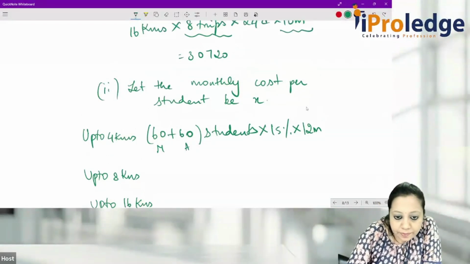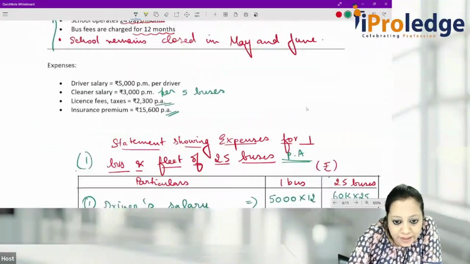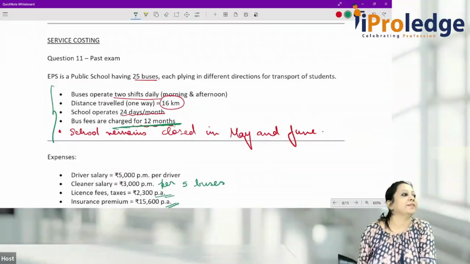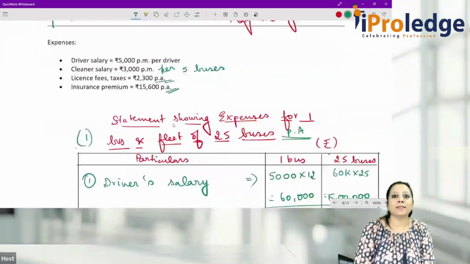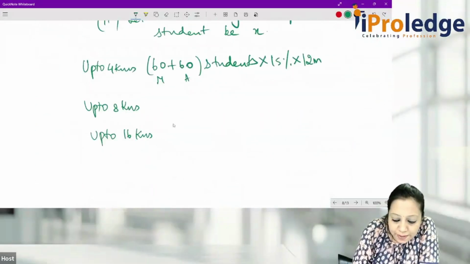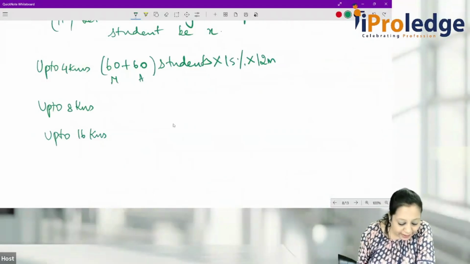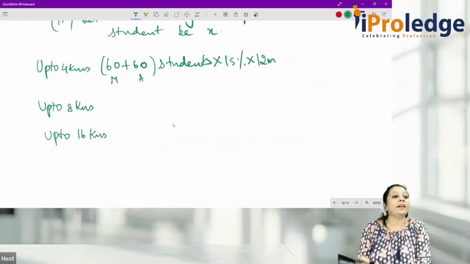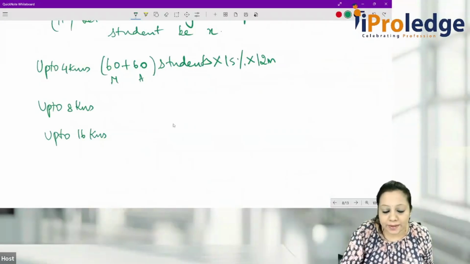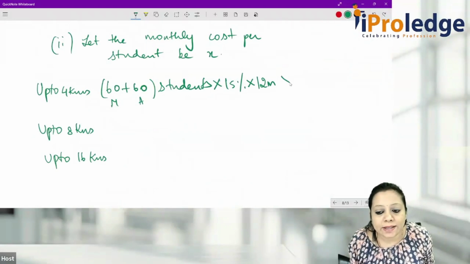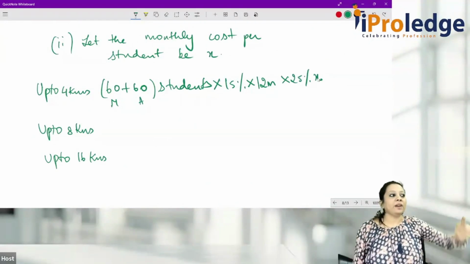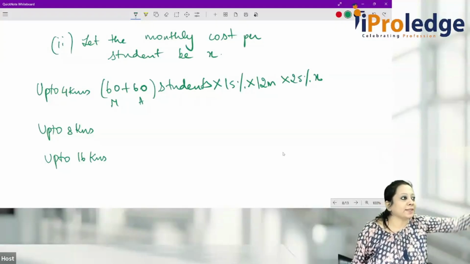Yes, ma'am. In the question, they have given that bus fees are charged for 12 months. That is why I'm taking 12 months. Okay. So now, into 12 months, in the next page, you all can see, they have said it is only 25 percentage. Isn't it, students? Full fare. So can I say it is going to be 25 percentage of X? Because full fare, that is full cost, is equal to X.